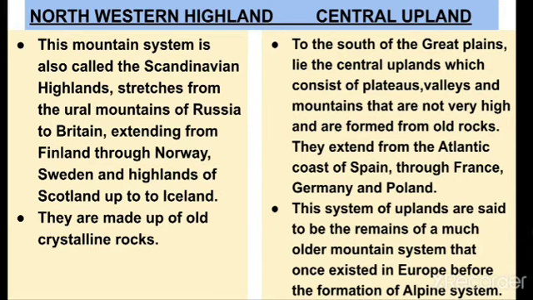Next point, this system of uplands are said to be the remains of a much older mountain system that once existed in Europe before the formation of alpine system. So these are all the question answers from chapter 8.